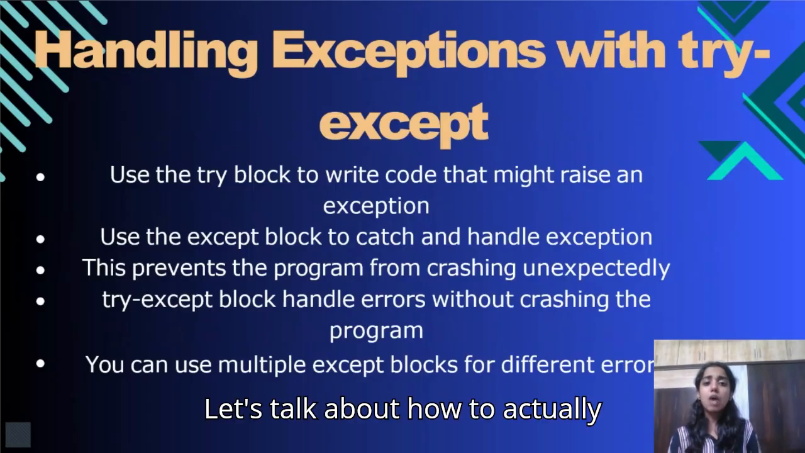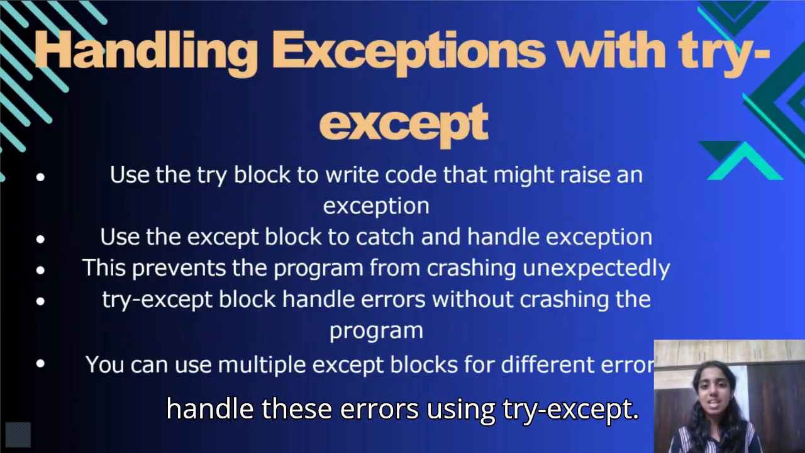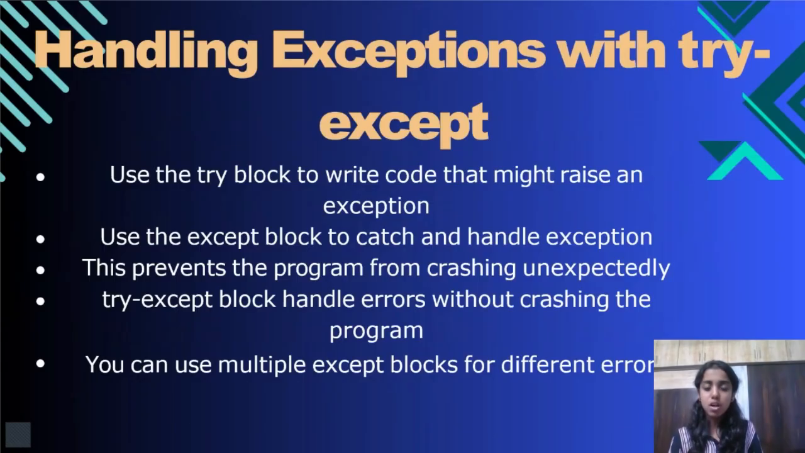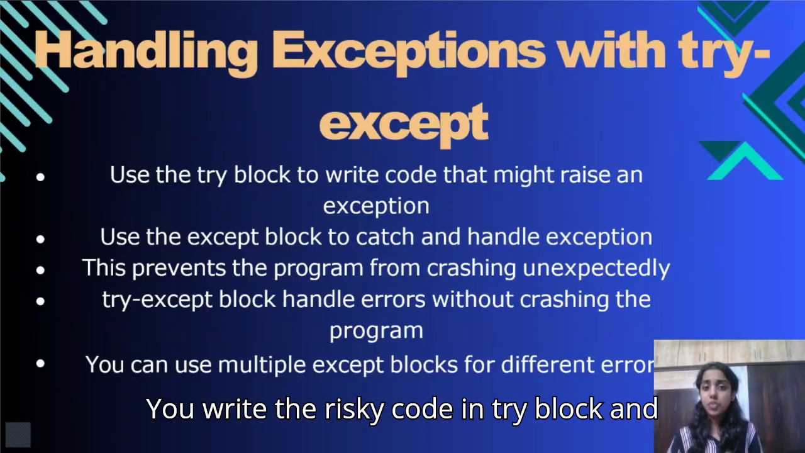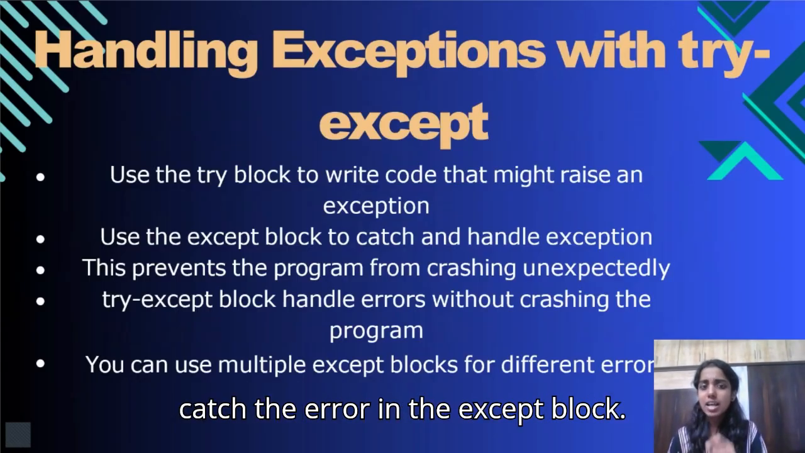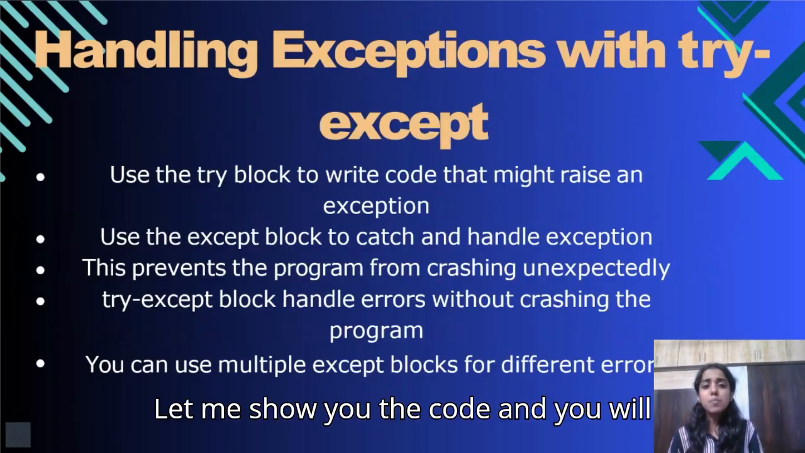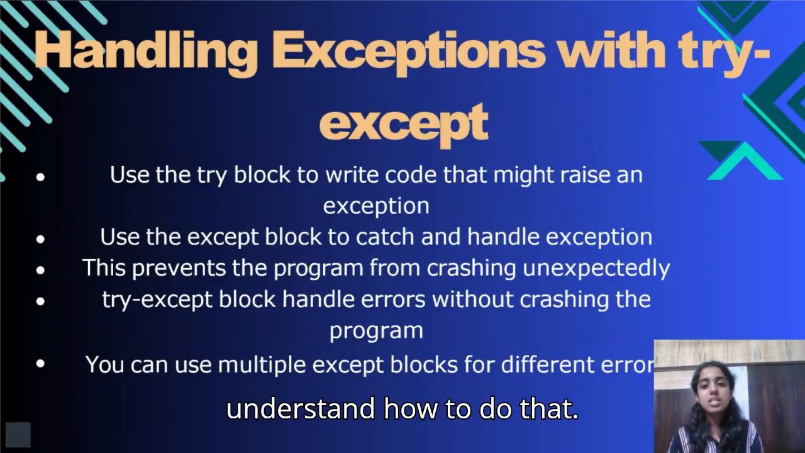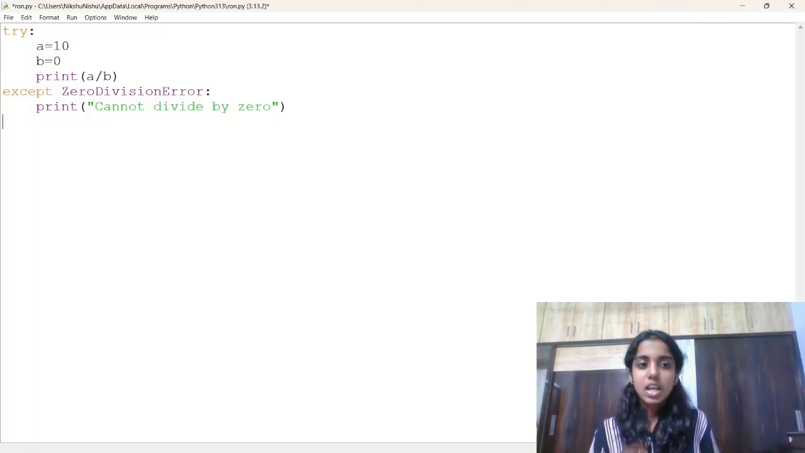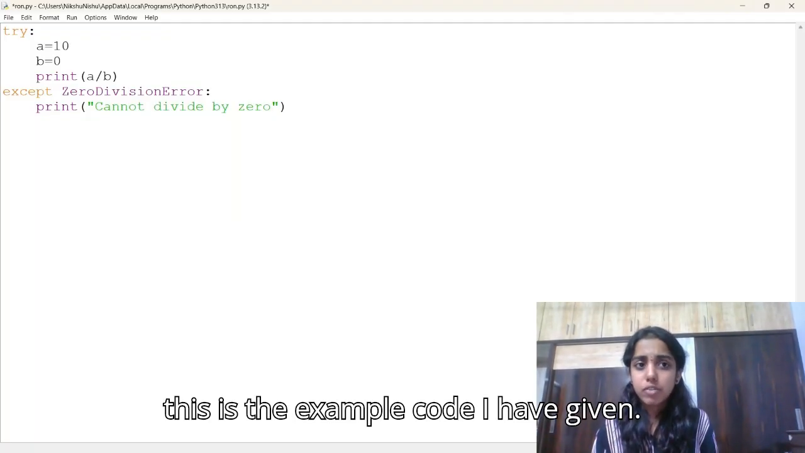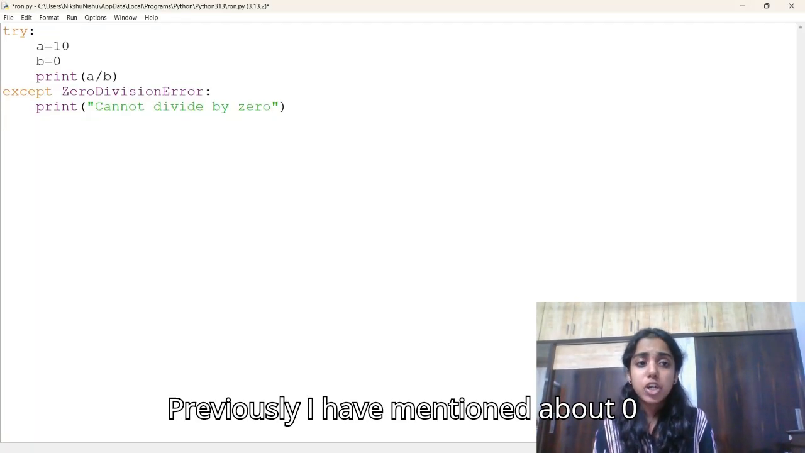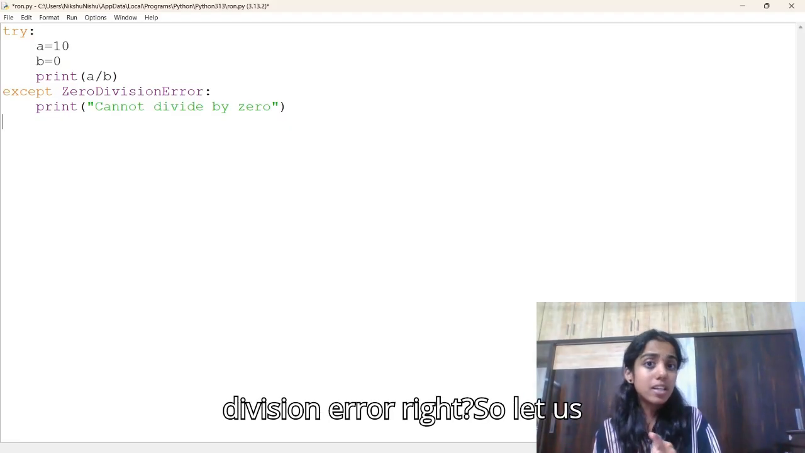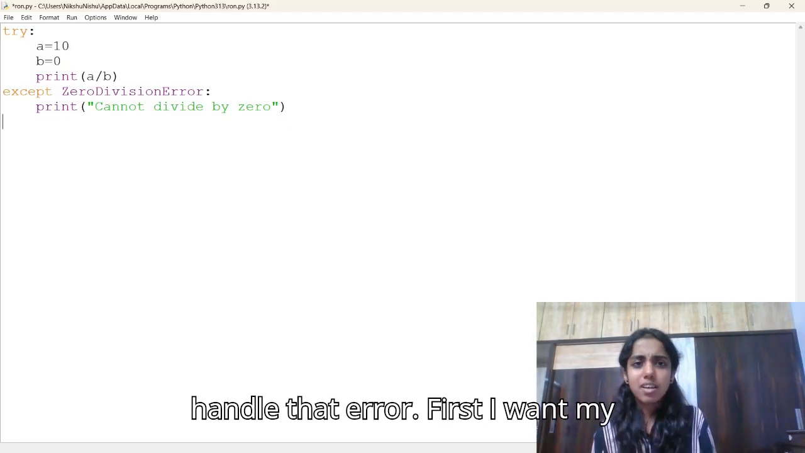Let's talk about how to actually handle these errors using try except. You write the risky code in the try block and catch the error in the except block. Let me show you the code and you will understand how to do that. Now this is the example code I have given. Previously I mentioned ZeroDivisionError, right? So let us handle that error.